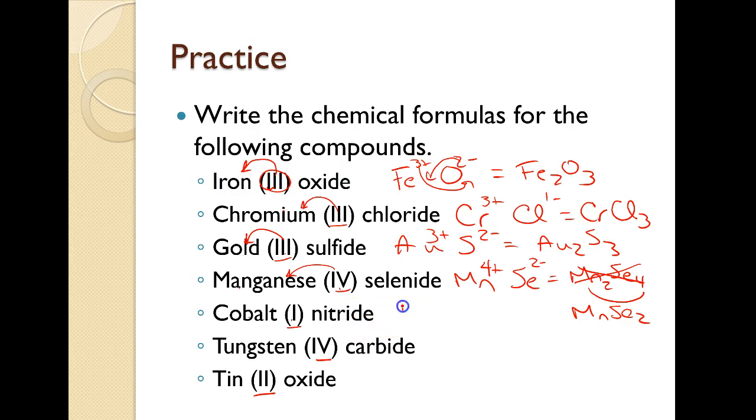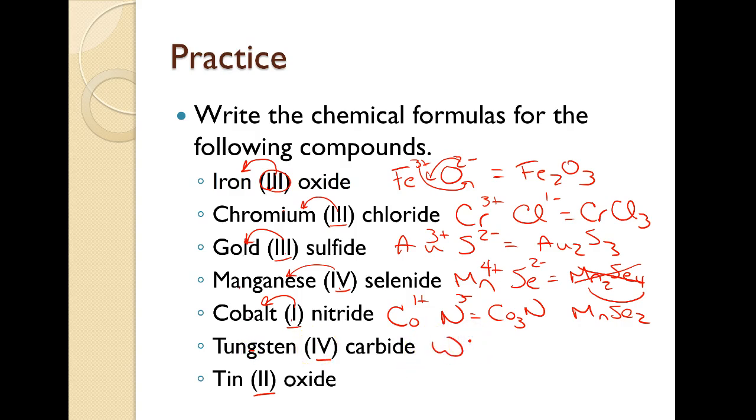Cobalt 1 nitride, cobalt is Co. Make sure that looks like a little o. That 1 is referring to the Co's charge. Nitride is N. Drop and swap. Co3N.